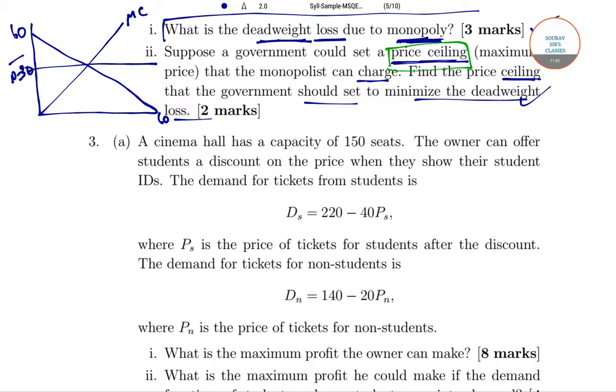Now the government can achieve minimum deadweight loss by setting a price ceiling of 30. This will result in the equilibrium which is the same as the competitive equilibrium. So since here the deadweight loss will be 0, the government will set the price equal to 30. So I hope you guys have understood the question.